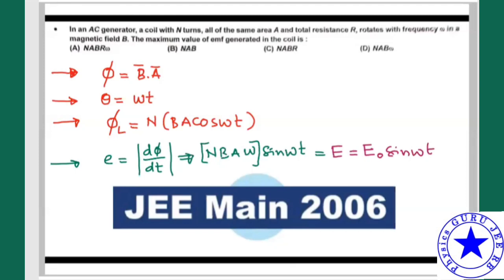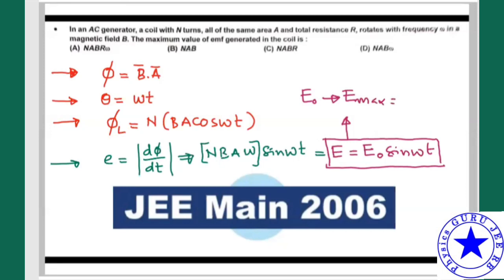So what is the maximum value? Already we discussed in the classroom coaching that E naught is nothing but the maximum value or peak value. So what is E naught? E naught is nothing but the maximum value, E max.